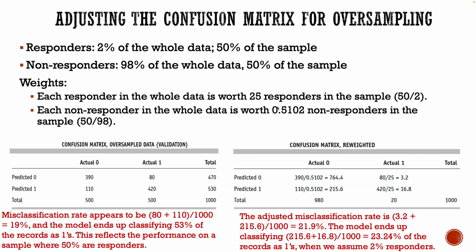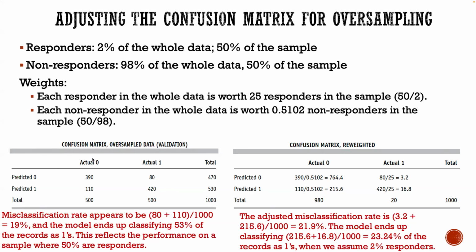So that's the two weights now we have, 25 and 0.5102. These are the weights that we can use to adjust the confusion matrix for oversampling. When we specifically oversample because we want to capture the rare class, we want to adjust it later. And the way we adjust it is as follows.